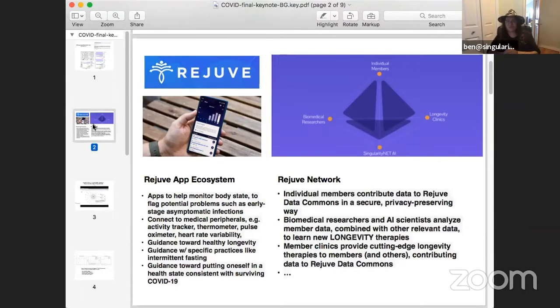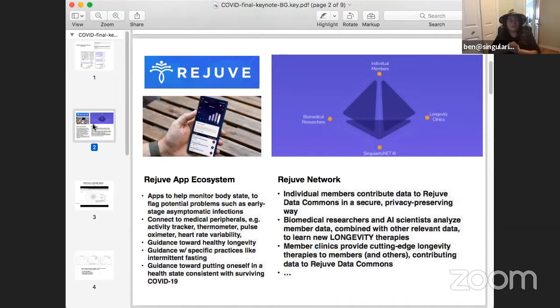So the app, it asks you questions, but it can also connect to an activity tracker, a thermometer, a pulse oximeter, heart rate variability, and doing machine learning based anomaly detection, including some variational autoencoder neural nets written by Debbie Duong, who spoke earlier. It can identify, a few days in advance, if you seem to be infected.